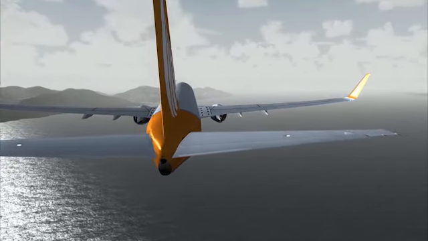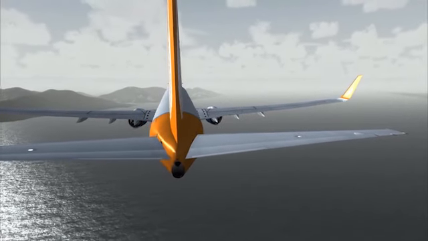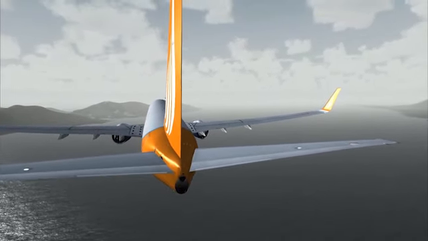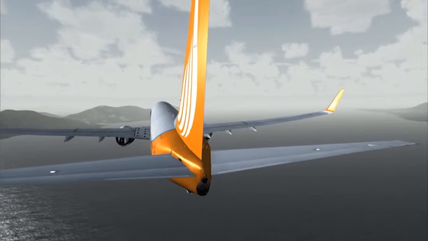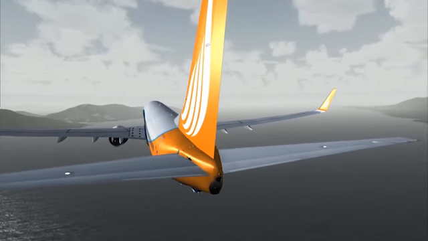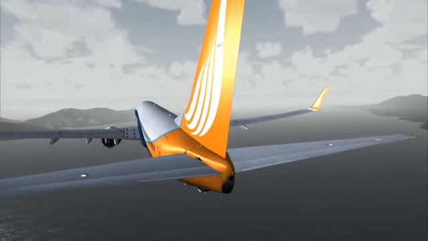Each elevator has 3 balance panels, with balance weights in the forward side and a tab attached to the aft edge. The balance panels decrease the force necessary to move the elevator in flight.